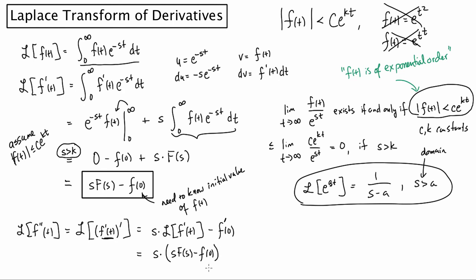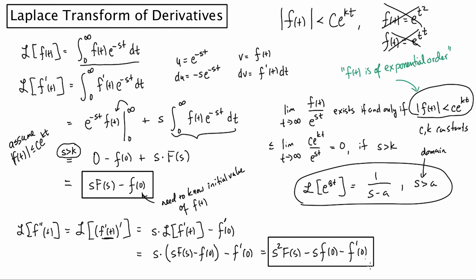And that should be okay. And then if we string it all out, what you end up with is s squared F of s minus s f of 0 minus f prime of 0. And look, as soon as we start talking about a second derivative, notice that we need not only an initial value, but an initial velocity as well, or initial rate. We need two initial points.